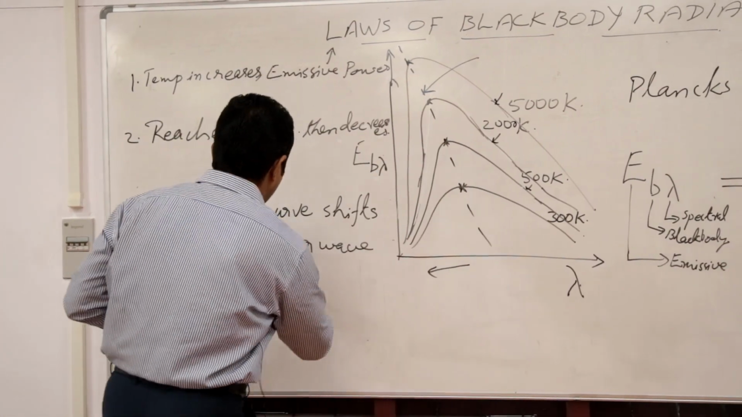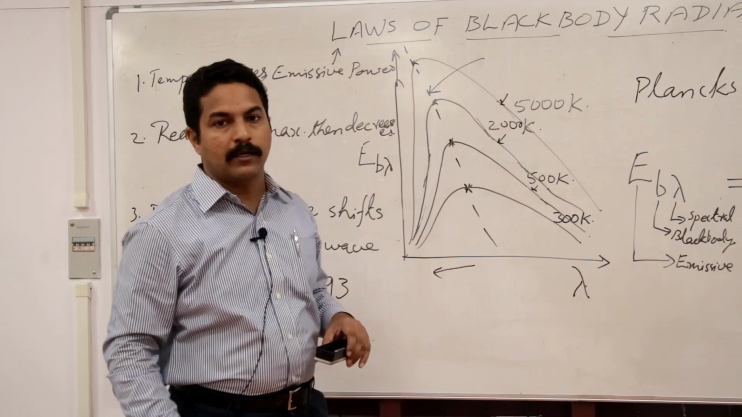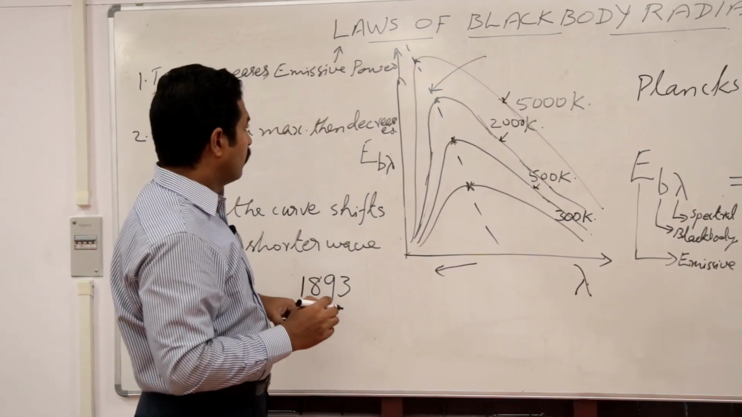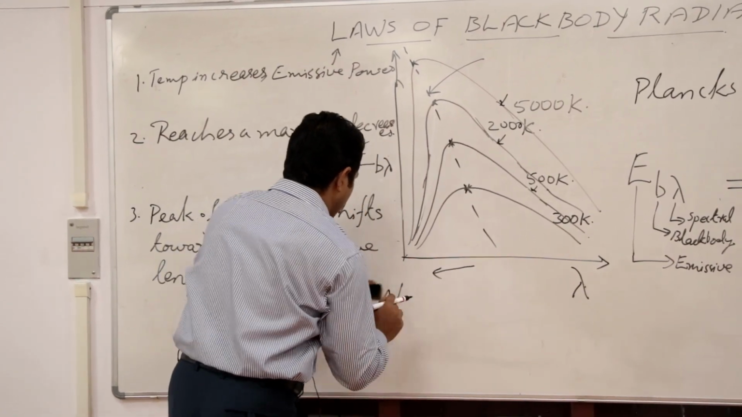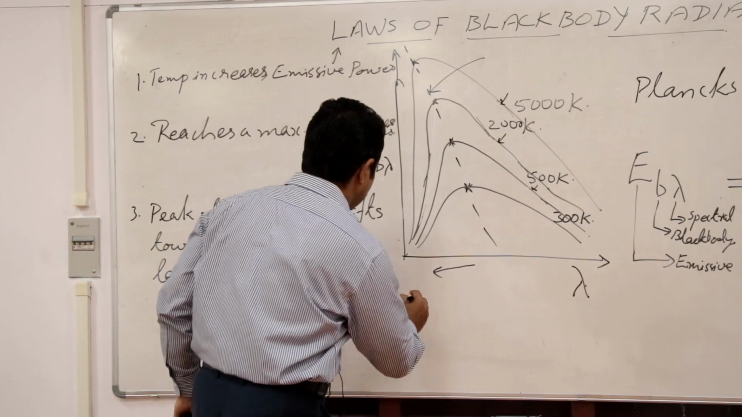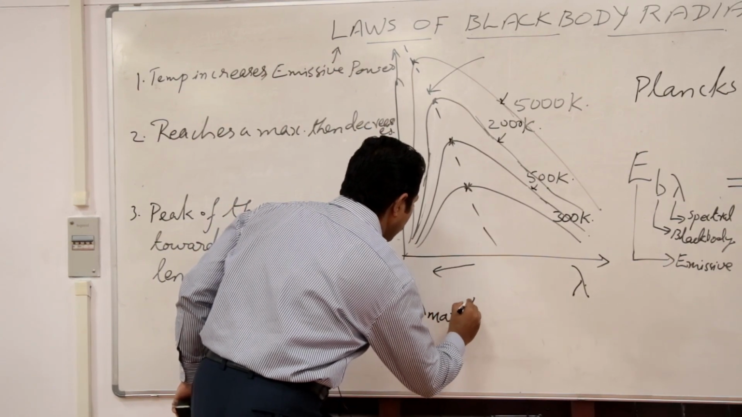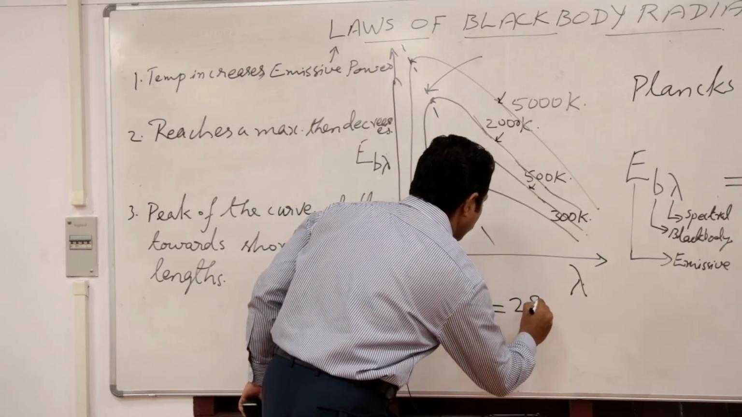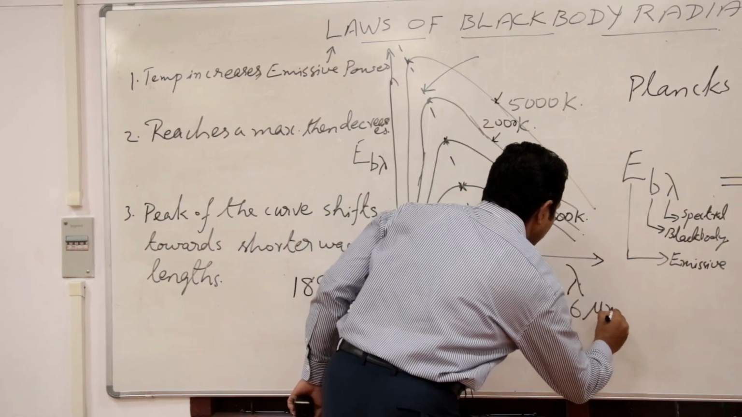In 1893, a German scientist coined a law for this, known as Wien's displacement law. First I will write what that is: lambda maximum into a particular temperature is equal to a constant value, 2897.6 micrometer Kelvin.